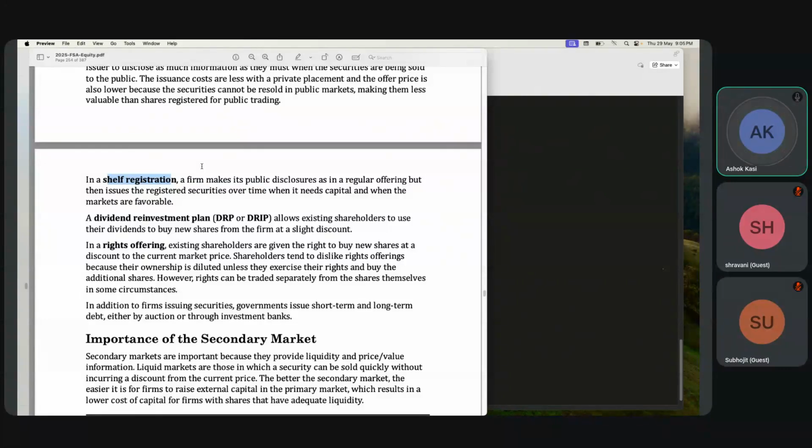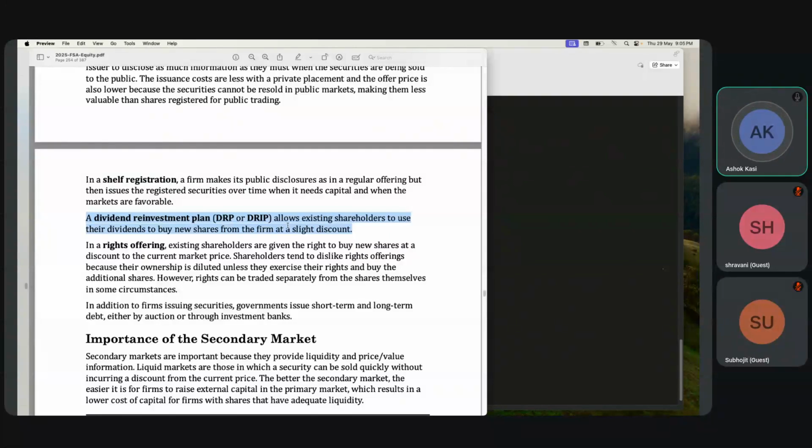The next one, dividend reinvestment plan, allows existing shareholders to use their dividends to buy new shares from the firm at a slight discount. This kind of facility I have not seen in India, but they have given it here. It is there for mutual funds in India, but I have not seen it anywhere for shares. In mutual funds, whatever dividend you are supposed to get, you can buy units on that basis. But you cannot buy shares here.